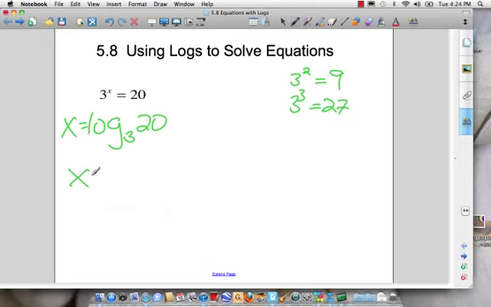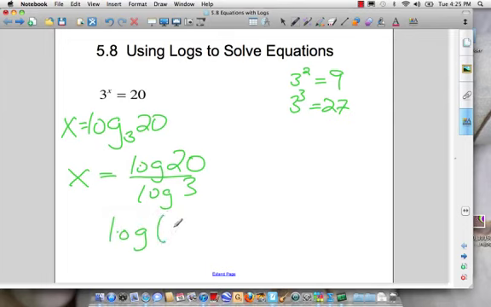And then you use your change of base formula, because your calculator can only do common logs. So log 20 divided by log 3. Make sure that when you enter that into your calculator, the calculator always needs parentheses for the argument of the logarithm. Make sure you close the log of 20 before you divide by the log of 3. I leave it to you to plug that into your calculator and get a decimal approximation.